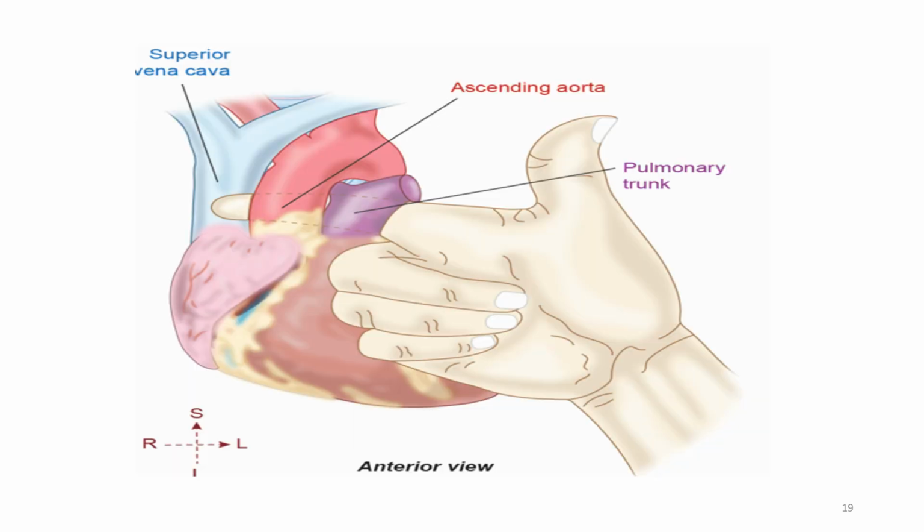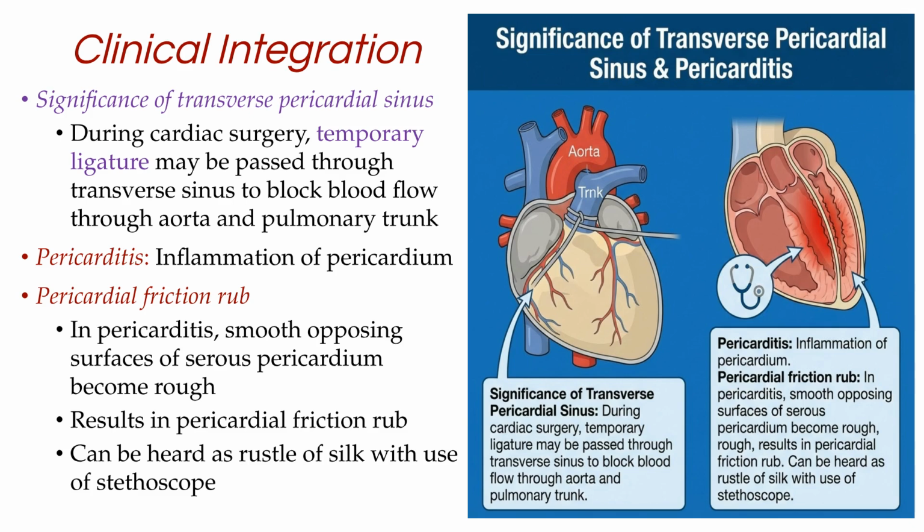This image illustrates the location of the transverse sinus, allowing a hand to pass behind the ascending aorta and pulmonary trunk. A clinical integration is the significance of the transverse pericardial sinus, which allows temporary ligature in cardiac surgery. Pericarditis, inflammation of the pericardium, can result in pericardial friction rub.